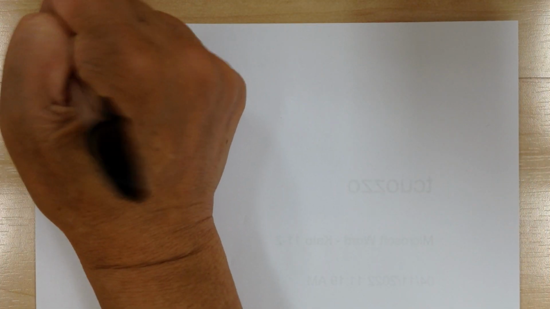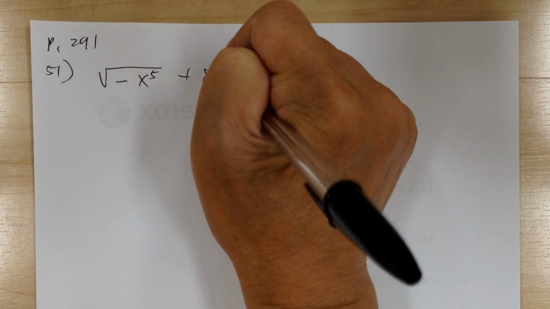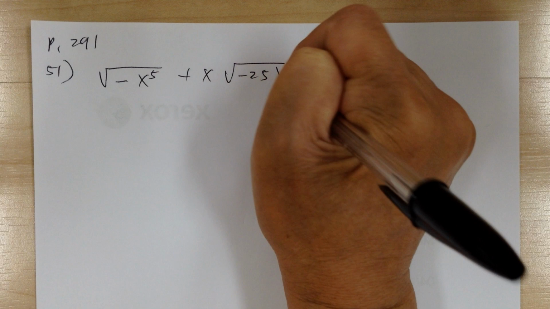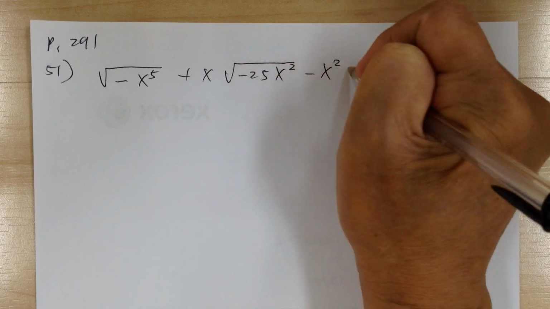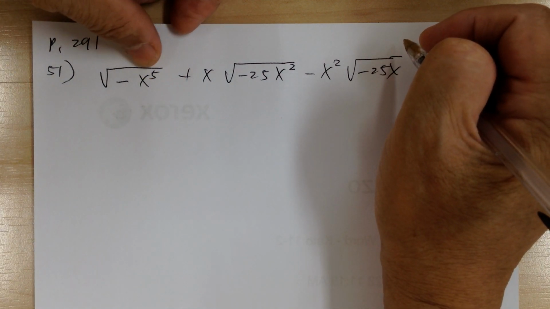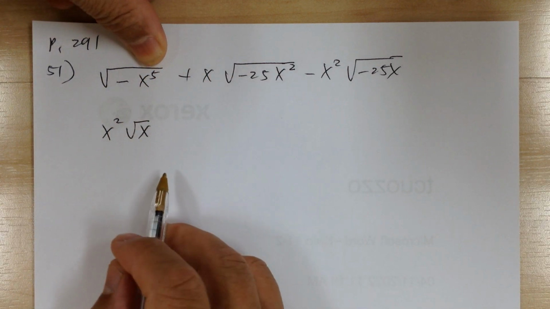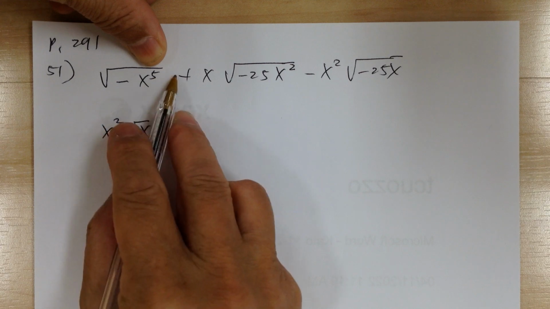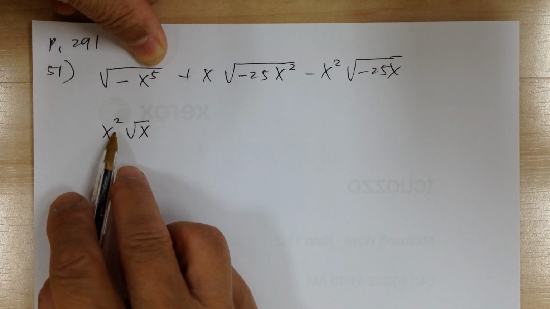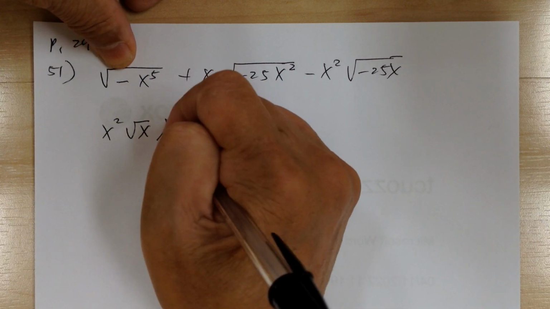Okay, let's go to the next one. You've got the square root of negative x to the 5, plus x square root of negative 25x squared, minus x squared square root of negative 25x. Okay, so let's simplify this part of it. x to the 5, when you simplify, you're going to get x squared square root of x, right? Because you can break it into x to the 4 and x to the 1, and x to the 4 becomes the x squared from the square root. And then the square root of negative is i, okay?